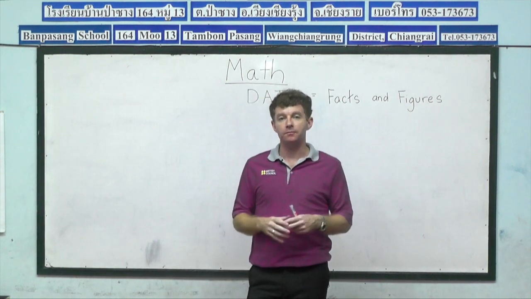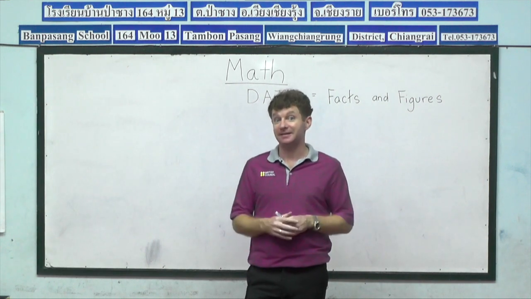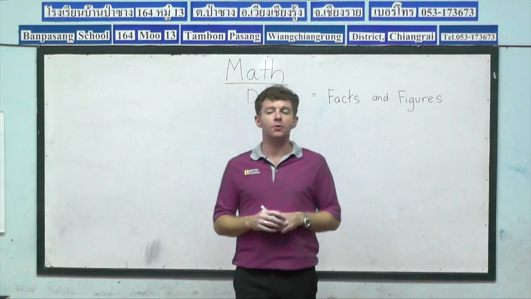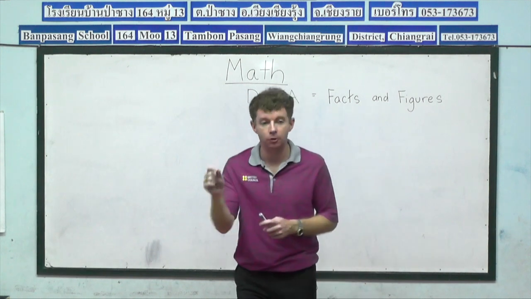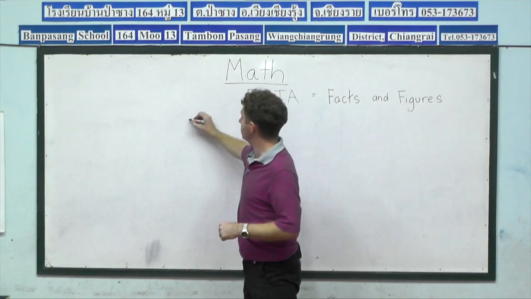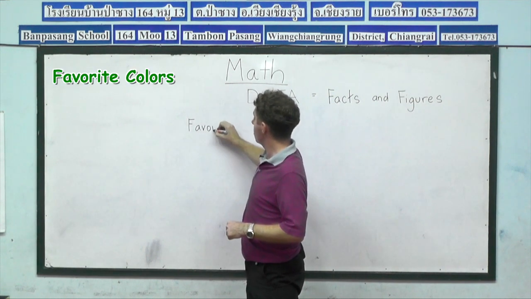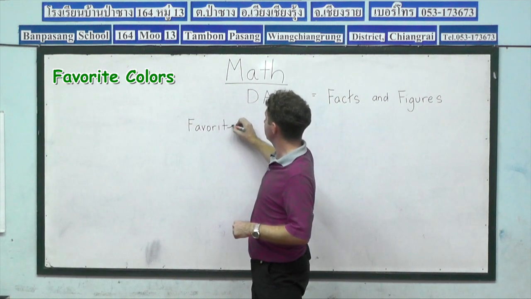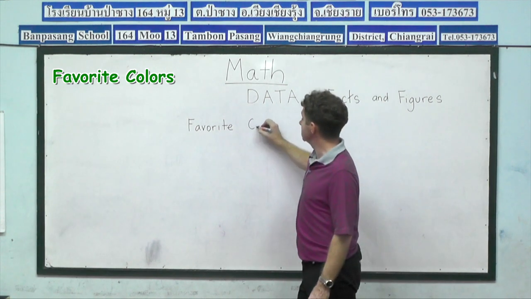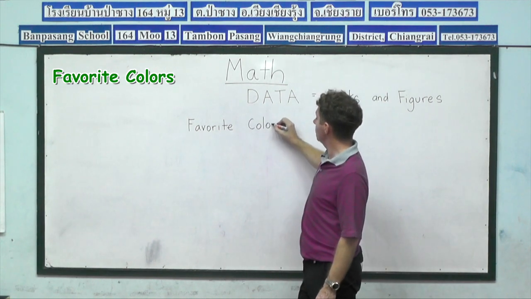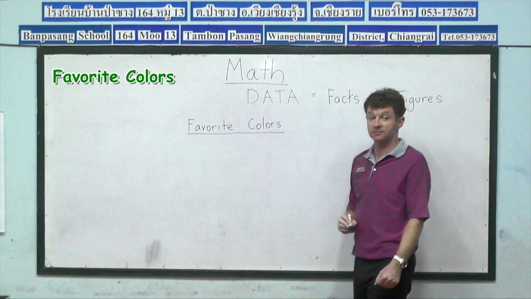And what we're going to do now is we're going to do a quick demonstration to show how we can begin to collect data. So let's think about a topic where we all have something. I know. We'll use favorite color, okay? So let's use the topic favorite, F-A-V-O-R-I-T-E. Favorite colors. C-O-L-O-R-S. All together, guys, favorite colors.